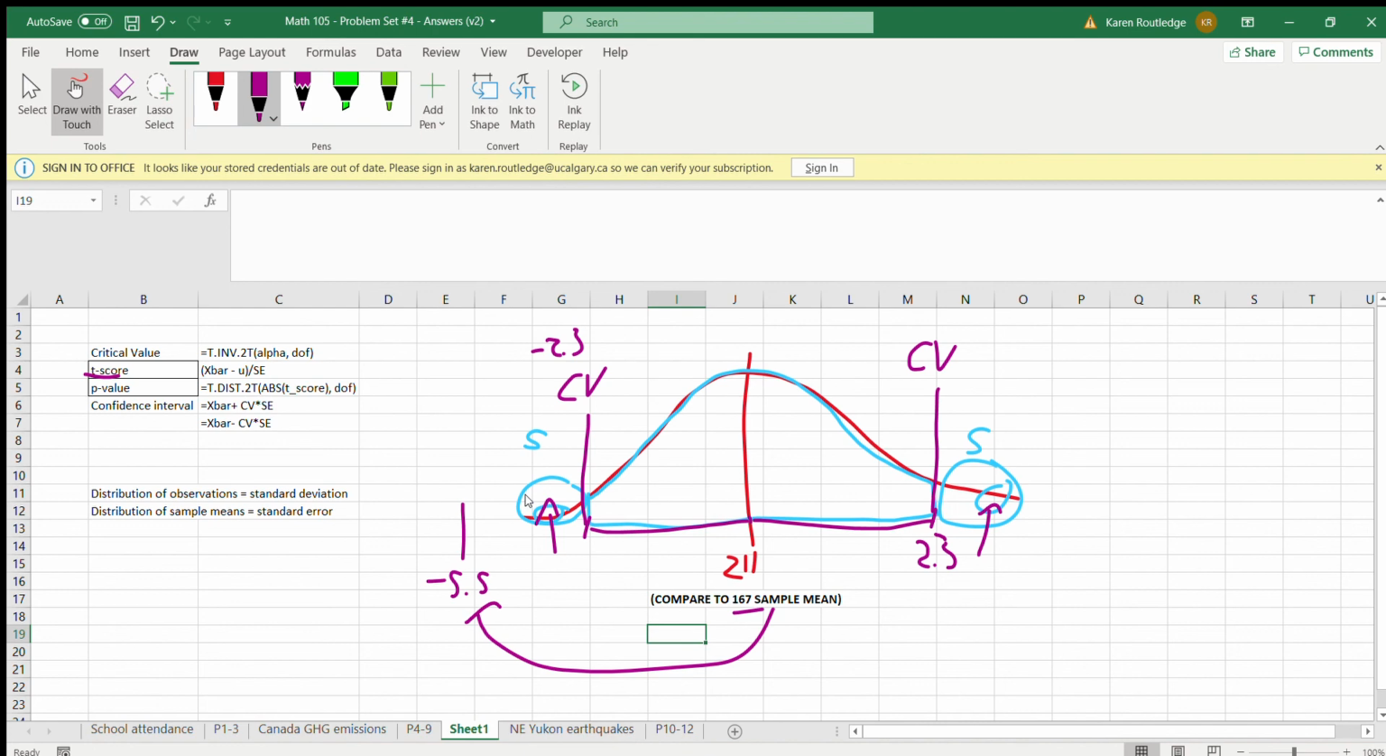Given that it's a 14.5-minute video, I'm actually just going to stop it here, and then we'll revisit the same thing using the p-value approach.